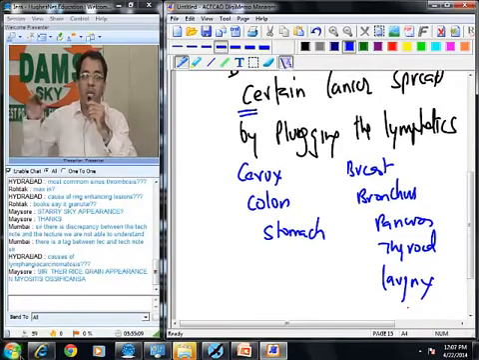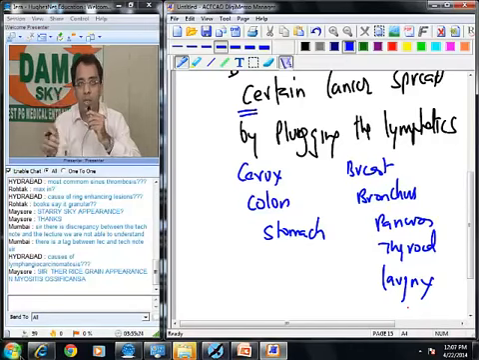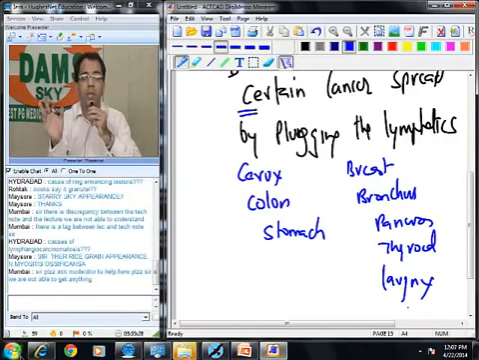What is the mnemonic of lymphangitis carcinomatosa? Certain cancers spread by plugging the lymphatics: cervix, colon, stomach, breast, bronchus, pancreas, thyroid, larynx. Should I repeat? Cervix, colon, stomach, breast, bronchus, pancreas, thyroid, larynx.